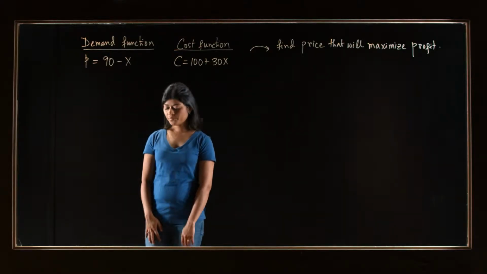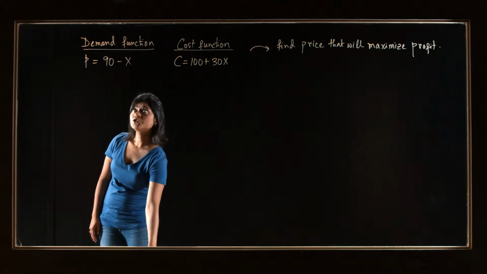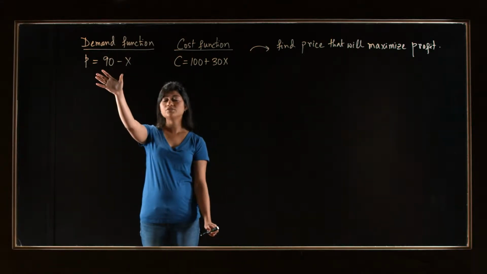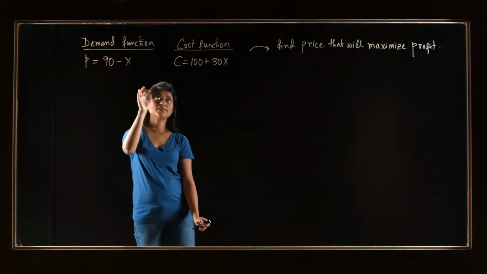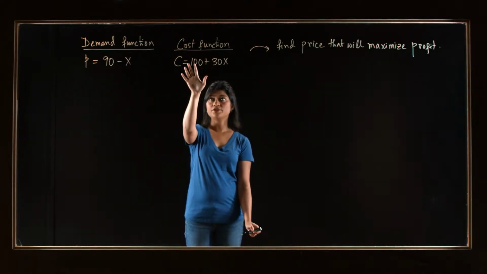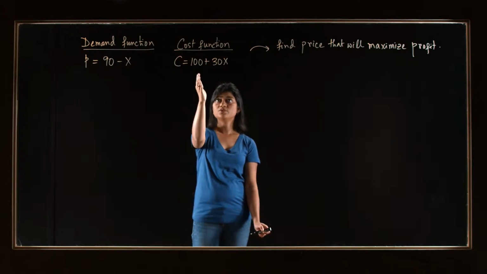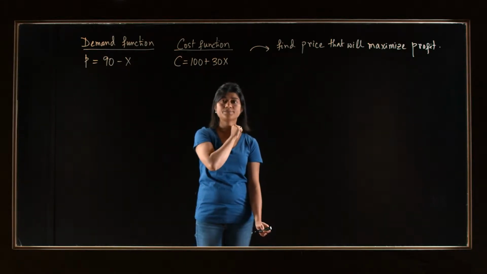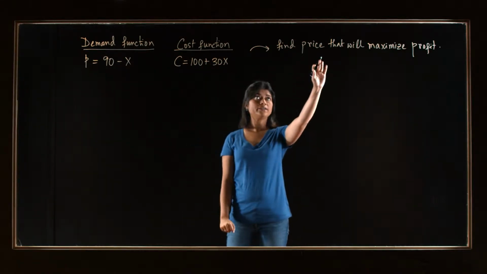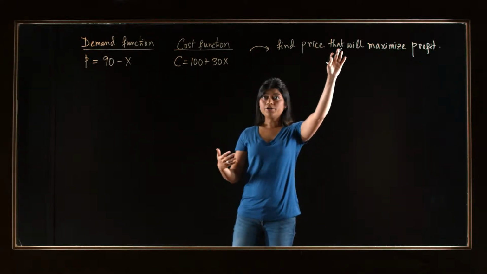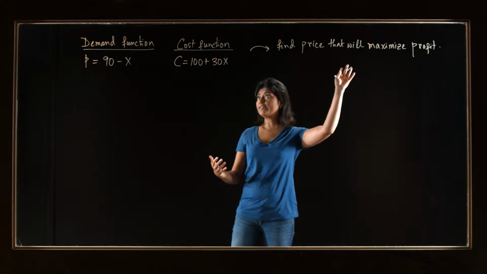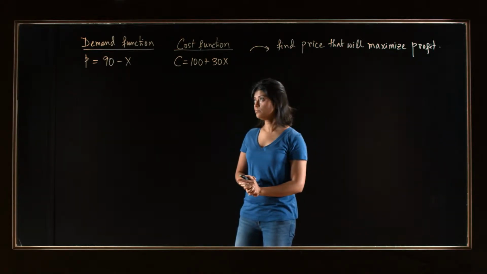In this problem, we have two functions. One is a demand function given as p equals 90 minus x, and the second is the cost function, which is given as c equals 100 plus 30x. We have to find the price per unit that will maximize the profit.